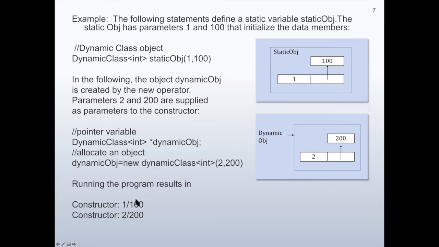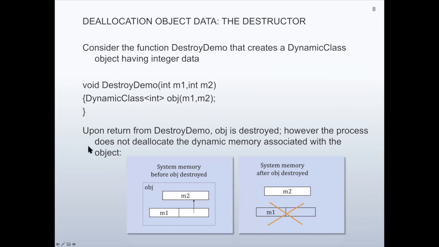Running the program results in, first, a call to the constructor with parameters 1 and 100. So we will see this line at the output. For the second declaration, again the constructor is called here with parameters 2 and 200. Again, we will see constructor 2/200 at the output. For the deallocation of object data, the destructor is used. Consider the function destroyDemo that creates a dynamic class object having integer data. The name of the function is destroyDemo with parameters m1 and m2, which are integers. There is no return value.